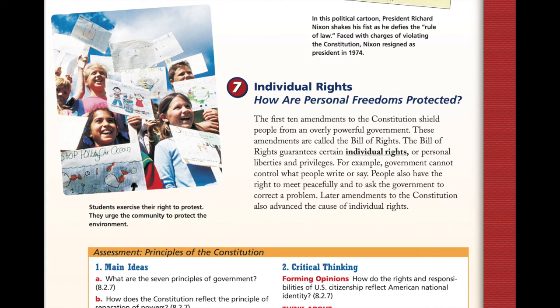Individual rights. How are personal freedoms protected? The first 10 amendments to the Constitution shield people from an overly powerful government. These amendments are called the Bill of Rights. The Bill of Rights guarantees certain individual rights or personal liberties and privileges. For example, government cannot control what people write or say. People also have the right to meet peacefully and to ask the government to correct a problem. Later amendments to the Constitution also advance the cause of individual rights.